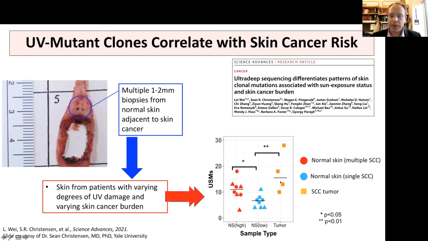And both of those were compared to SCC tumors themselves, which was also statistically significant. These SCC tumors had more UV signature mutations than either of the normal skin situations, suggesting that UV mutant clone burden absolutely correlates with skin cancer risk. So the UV signature mutations in subclinical photodamaged skin are critical to pathogenesis of future skin cancers.